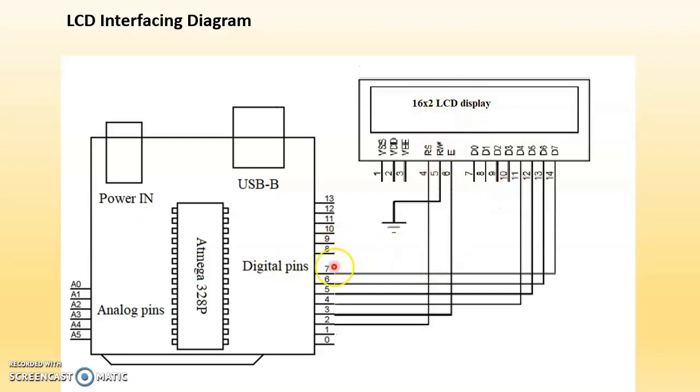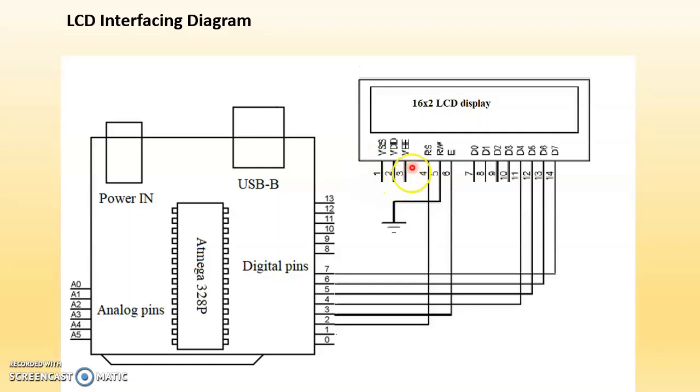So here in this case, the data pins D4, D5, D6 and D7 are respectively connected to pin numbers 4, 5, 6, 7 of this Arduino. Pin number 2 is connected to the register select pin of the LCD display, and pin number 3 is connected to the enable pin. As I said, we have to write characters on this display, so we'll make this pin low by connecting the RW pin to ground.